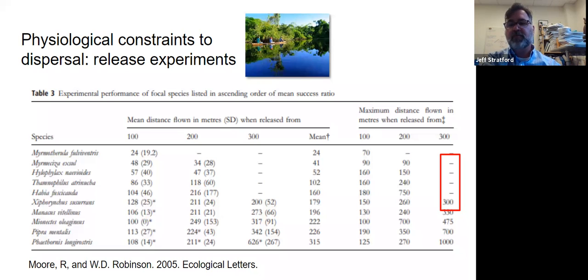Other birds, no problem. That Phaethornis is a hummingbird. Pipra is a small manakin. It's a fruit-eating bird. Same with Mionectes. So these birds are moving around the forest, searching out flowers and fruit. The insectivores, however, just incredibly weak flyers.